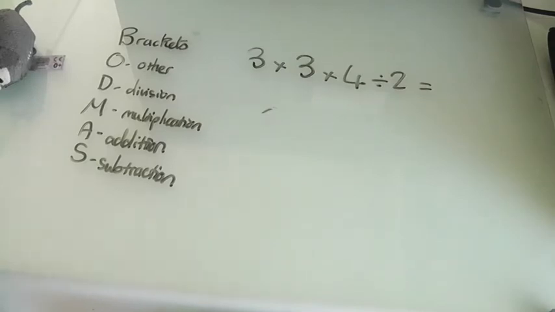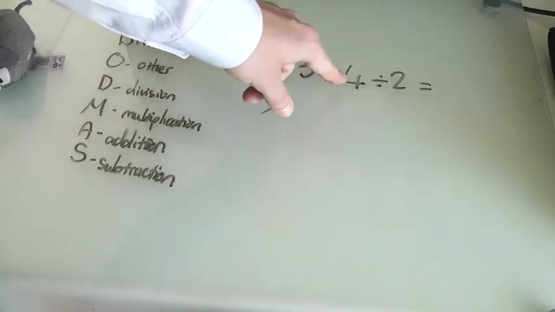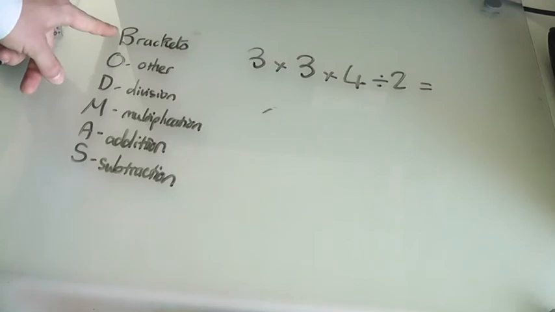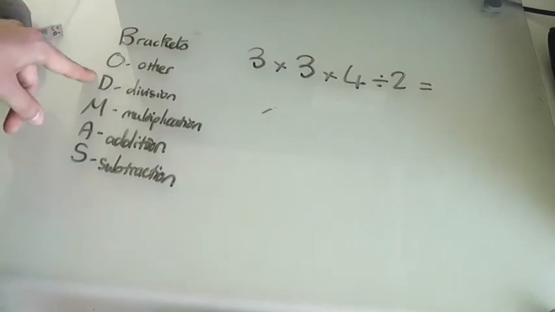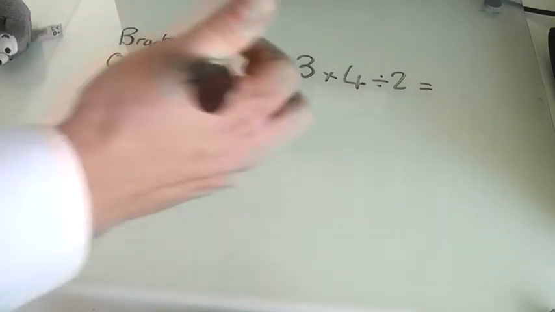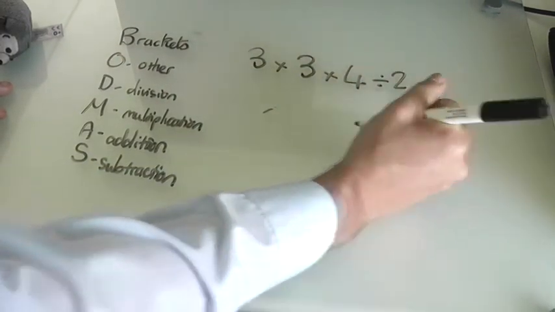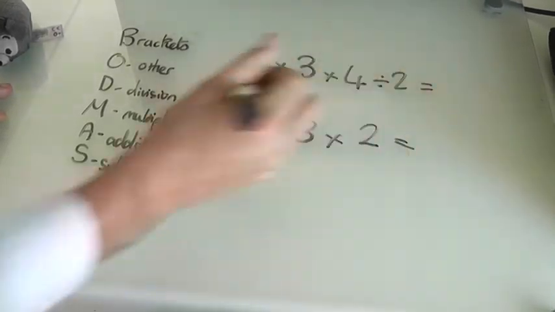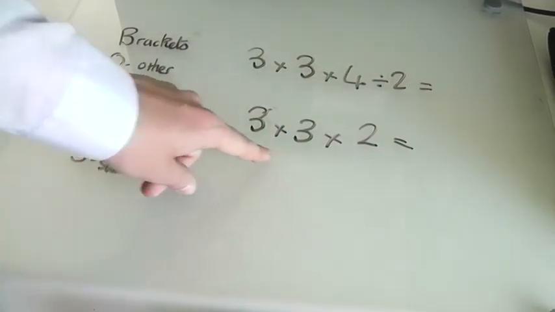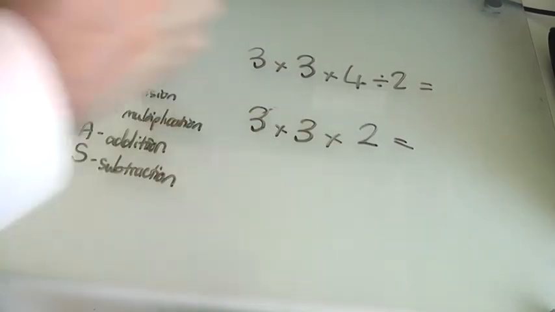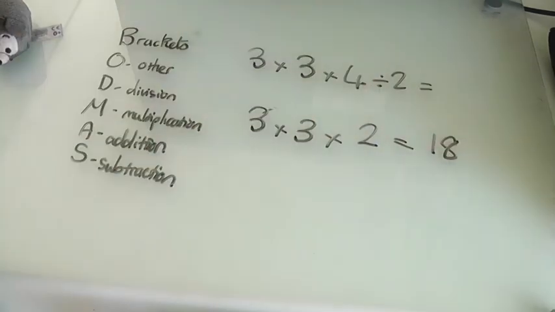Okay, we've got another one now, without any brackets. 3 times 3 times 4 divided by 2. So we have a look down our BODMAS first to see which one we need to do first. We haven't got any brackets. We haven't got any division. Or we do, don't we? We've got 4 divided by 2. So you need to do that one first. So 4 divided by 2 is 2. Then we do 3 times 3 times 2. And because they're all multiplication, it doesn't matter what order we do them in. So 3 times 3 is 9, times 2 is 18. And there is your answer.